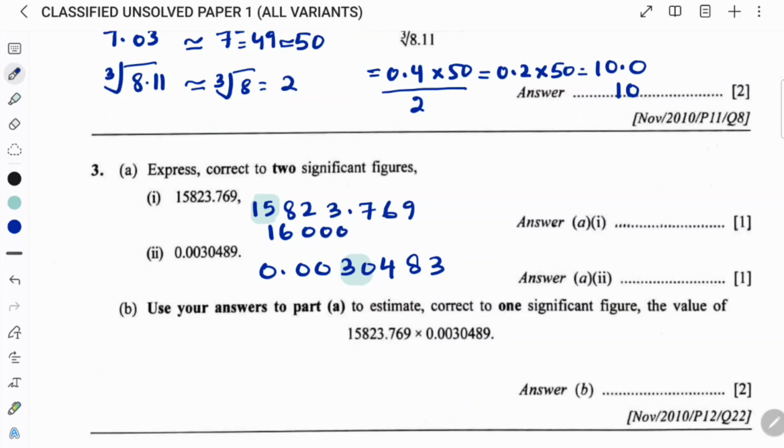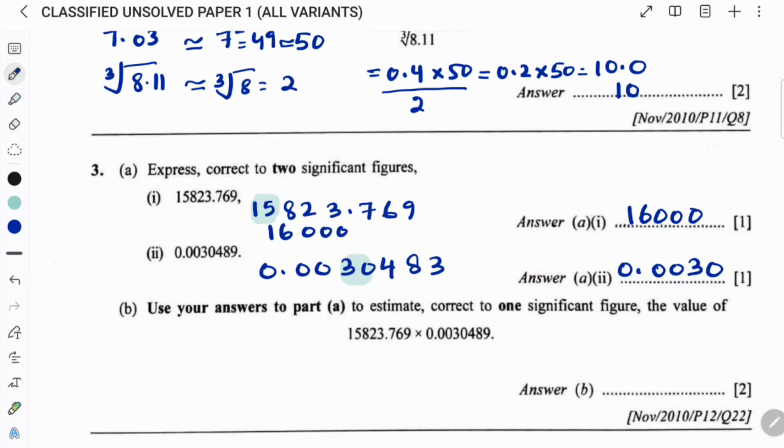Because this is 16,000. I cannot write down 16,000 point some number, because then those numbers will also count as significant figures. So 16,000 is the answer because it was 15,823. For 0.0030483, 30 and after that you have 4, so no need to add any number, because for 5 and more than 5, in those cases we add one more number there.